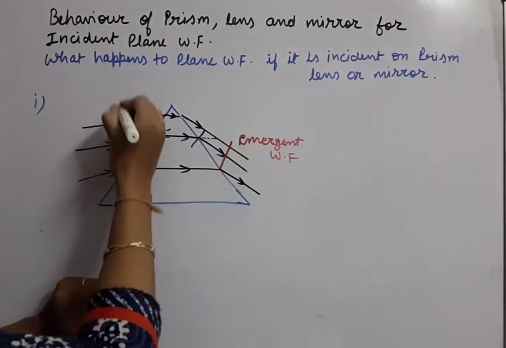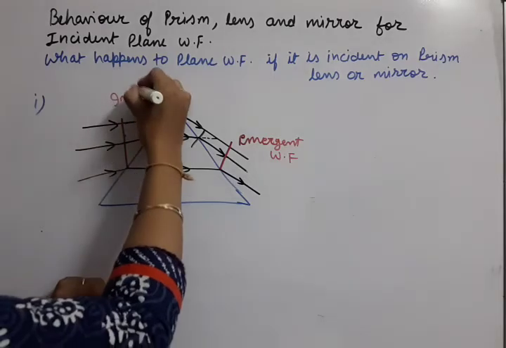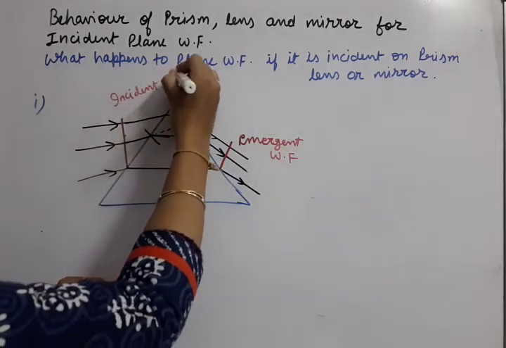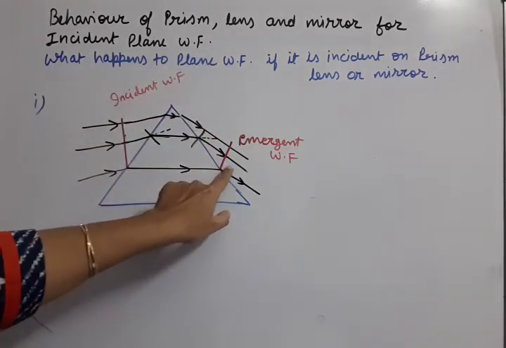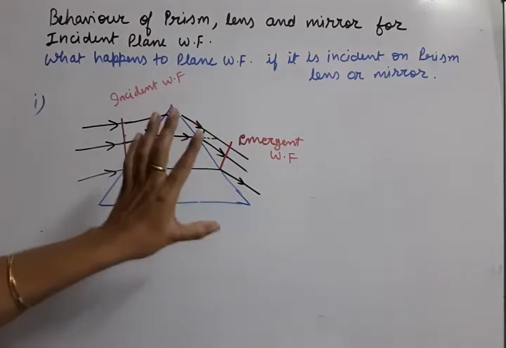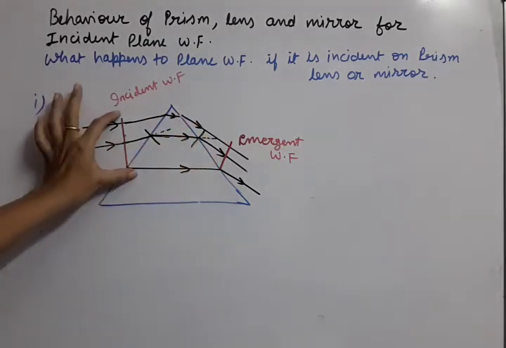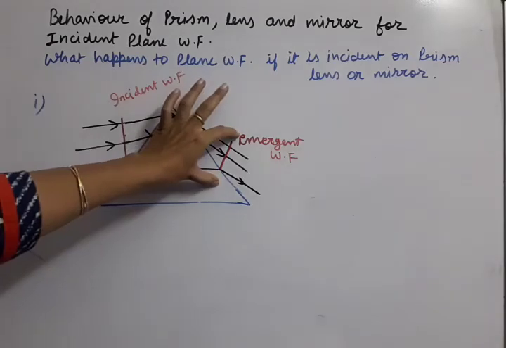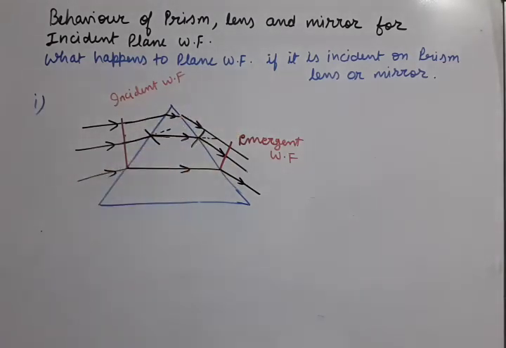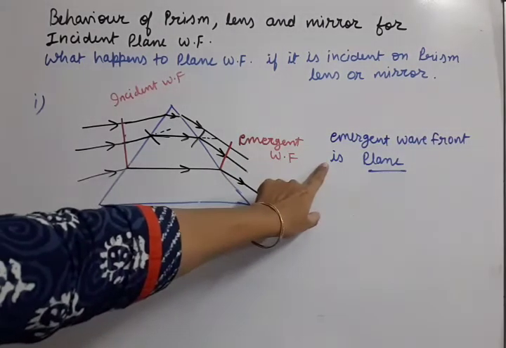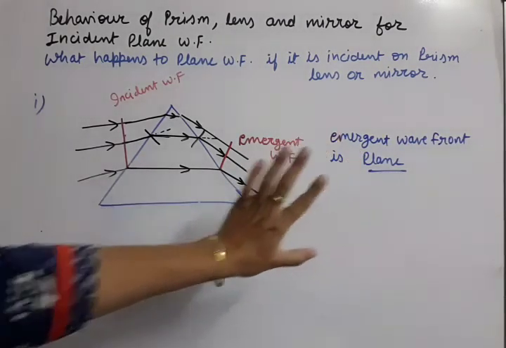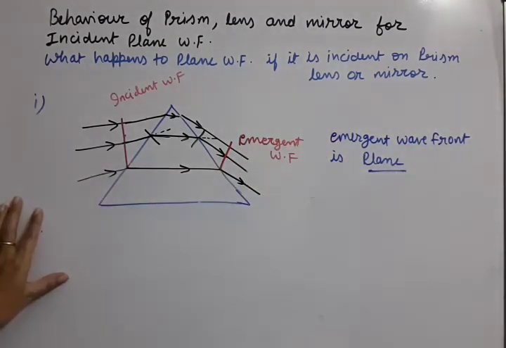So this red color was our incident wavefront, and the one which we have got out is our emergent wavefront. There is no change in the shape or type of the wavefront. Earlier also it was a plane wavefront, and now also we are getting a plane wavefront. So the prism doesn't make any change in the wavefront type. This emergent wavefront is a plane wavefront. Okay, now let us see it for the lens.